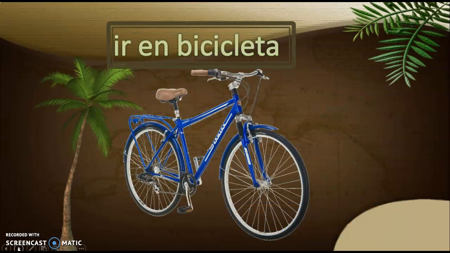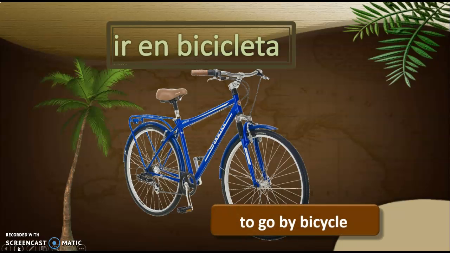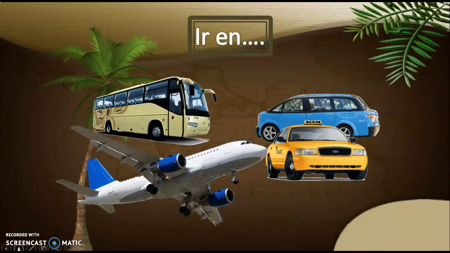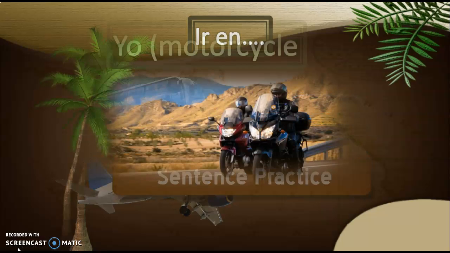And of course, you could always go by bicycle. Ir en bicicleta. So those are the ways that you could say the methods by which you are going to go. Let's do a little bit of practice with those.